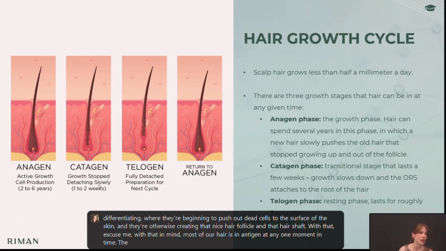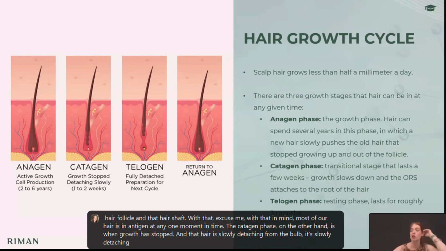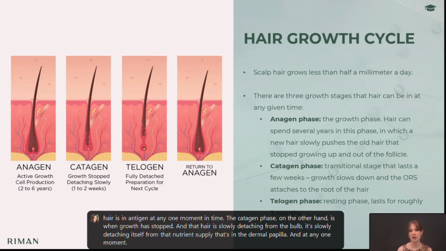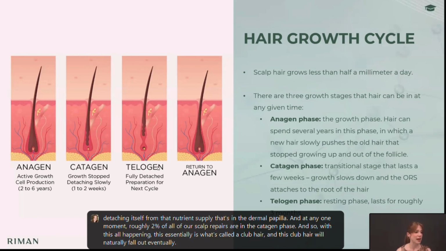The catagen phase, on the other hand, is when growth has stopped and that hair is slowly detaching from the bulb. It's slowly detaching itself from that nutrient supply that's in the dermal papilla. And at any one moment, roughly 2% of all of our scalp hairs are in the catagen phase. And so with this all happening, this is what's called a club hair, and this club hair will naturally fall out eventually.